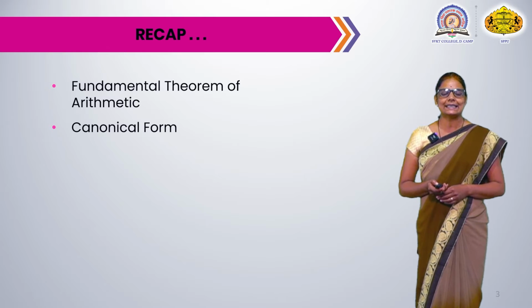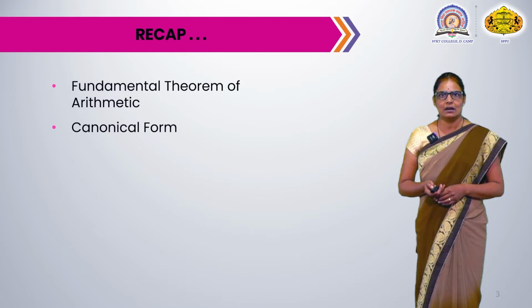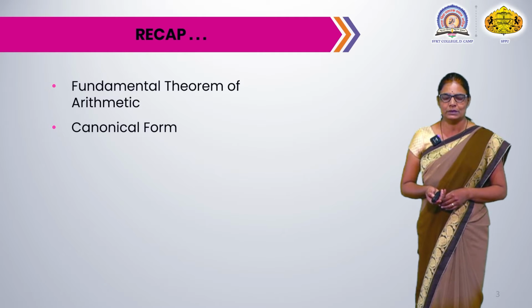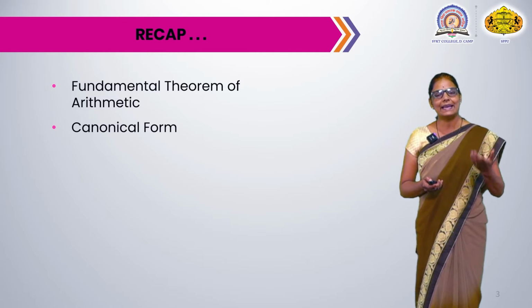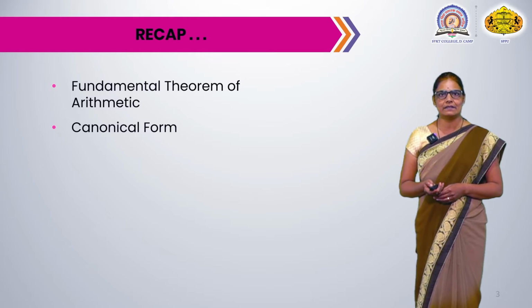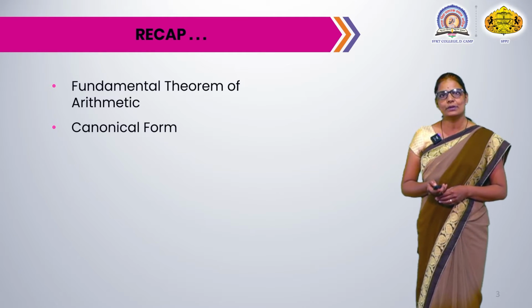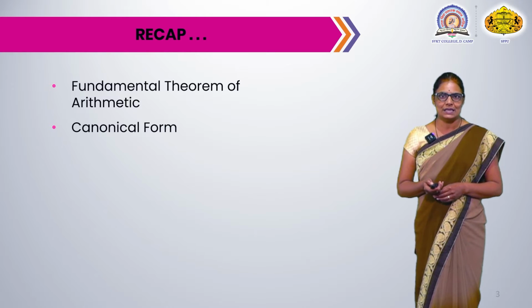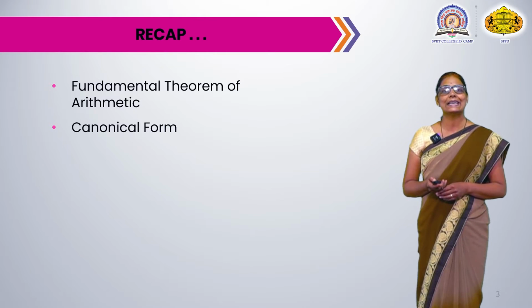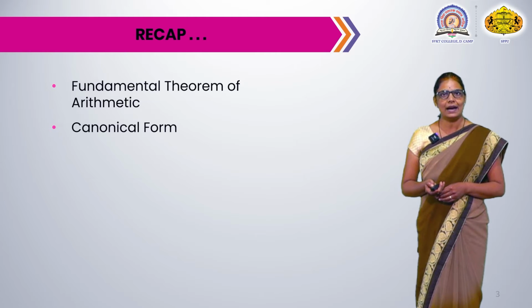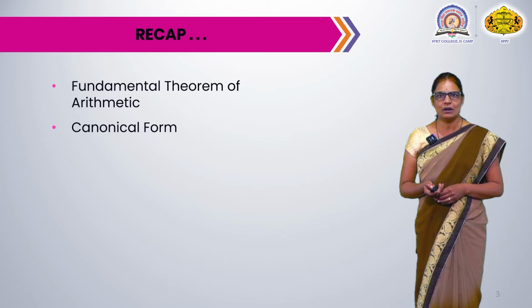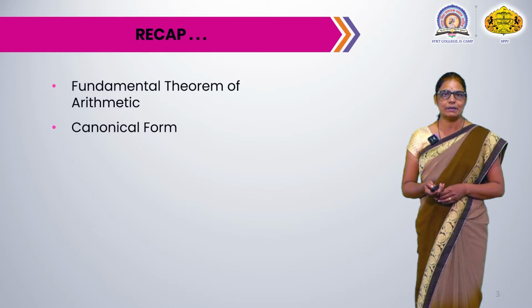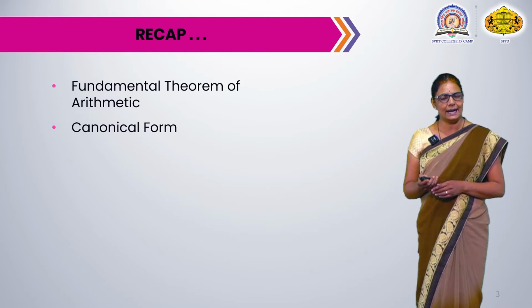So that corollary states that every integer n greater than 1 can be written as a product of primes uniquely in canonical form. That is, if n is an integer, then it can be written as n equals p1 raised to k1, p2 raised to k2, p3 raised to k3 up to pr raised to kr. Here each ki is a positive integer and each pi is a prime number. All these are different primes and we write these primes in increasing order, that is p1 is less than p2 is less than p3 and so on.